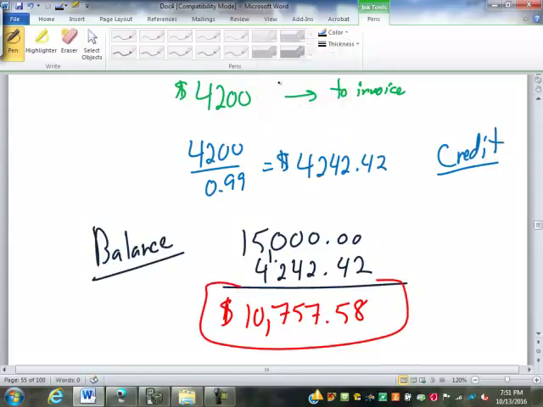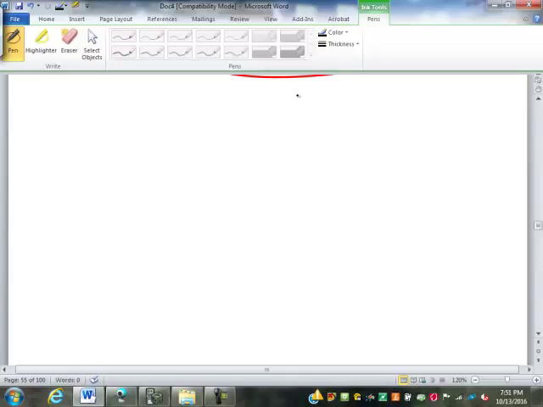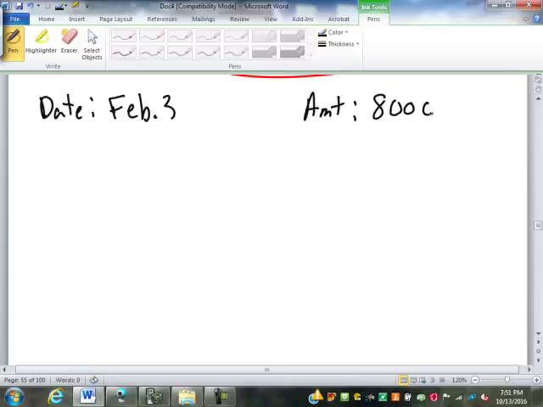A couple more examples for you guys to try. So our invoice date, I'm sorry, I really am. Our invoice date is February 3rd. The amount is $8,000.